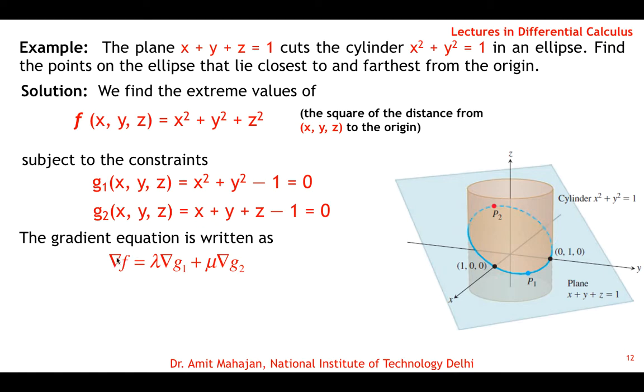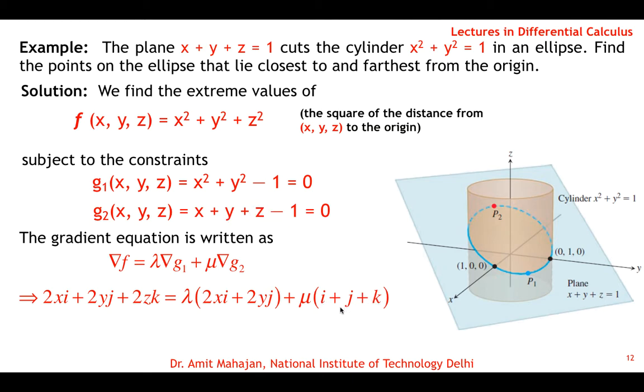Gradient of f means the x derivative times i cap plus j times the y derivative plus k times the z derivative. So what we get is 2x i plus 2y j plus 2z k for gradient f equals lambda times gradient g1. So i times x derivative, which is 2x i, j times y derivative, so 2y j, and there is no z here, so k times z derivative is 0. Plus mu times x derivative, which is 1, so plus i, plus j times y derivative, which is again 1, and plus k times z derivative, which is again 1.